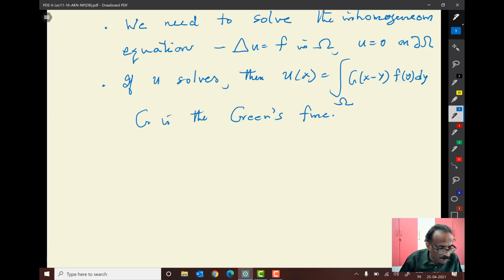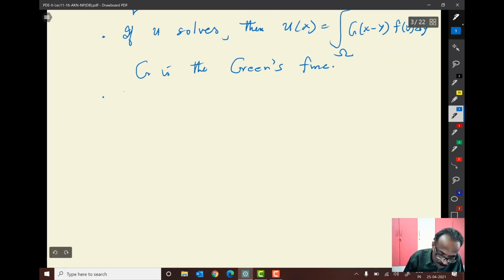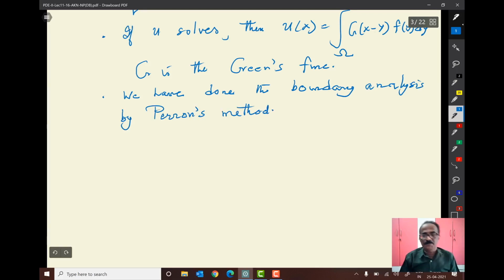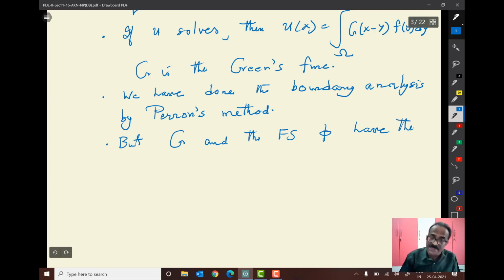Because we have already done the boundary analysis by Perron's method, we will not worry about the boundary condition now. The difference between your Green's function G and phi, the fundamental solution, is only that G also takes care of the boundary condition. But G and phi have the same singularity, and the singularity is the one recovering your source term.